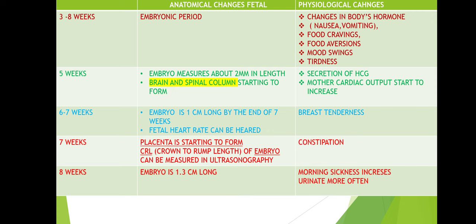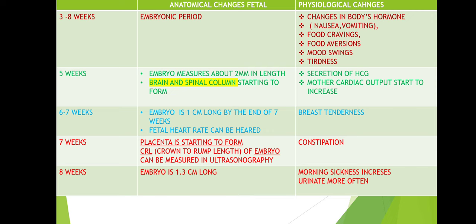At 7 weeks the placenta is starting to form. CRL, that is crown to rump length of the embryo, can be measured in ultrasonography. The baby is measured in centimeters from the top of the head, meaning crown, to the bottom of the buttocks, that is rump. From head to buttocks the length is measured in centimeters, that is called CRL length. The physiological changes are constipation and difficulty in passing motion.